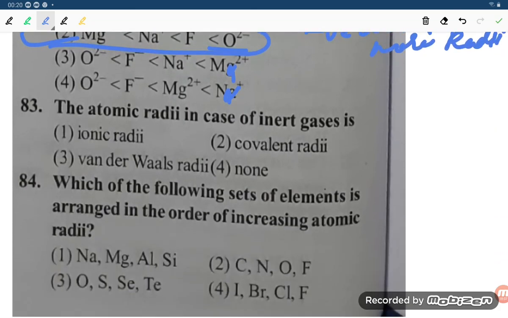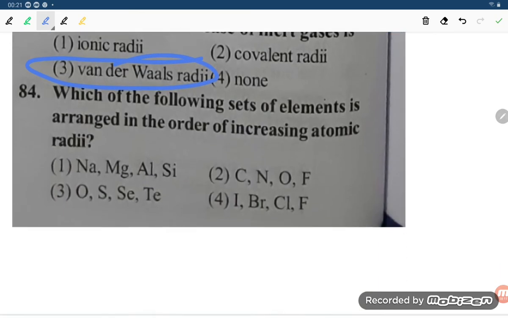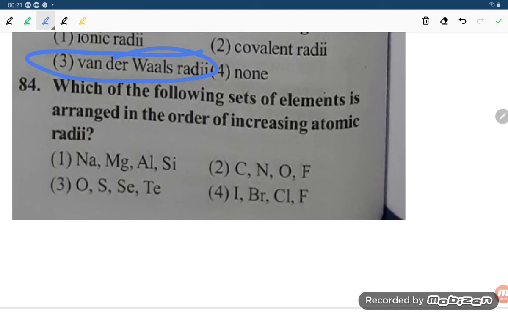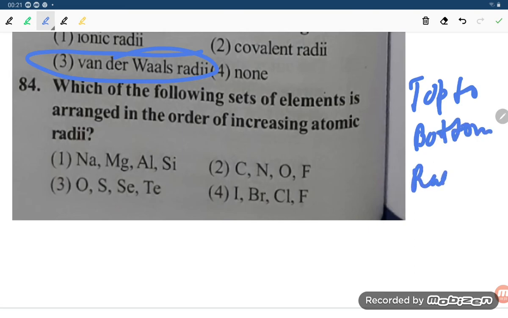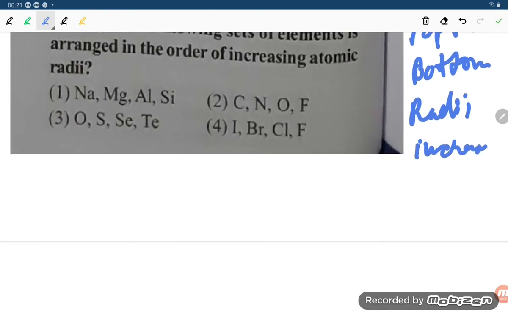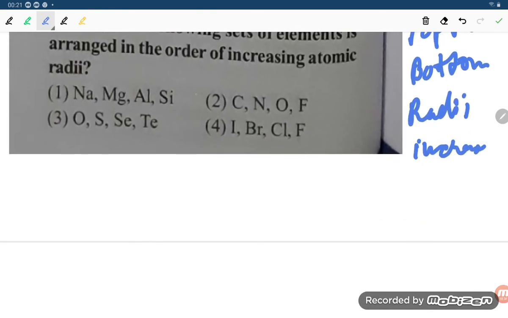Now let us move to 83. The atomic radii in case of inert gases is van der Waals radii, not any covalent, ionic or any other radii. Which of the following sets of elements is arranged in the order of increasing atomic radii? Top to bottom, what is happening, student? Radii increases. Now you see, sodium, magnesium, is decreasing order, student. They are asking increasing. So left to right decreases.